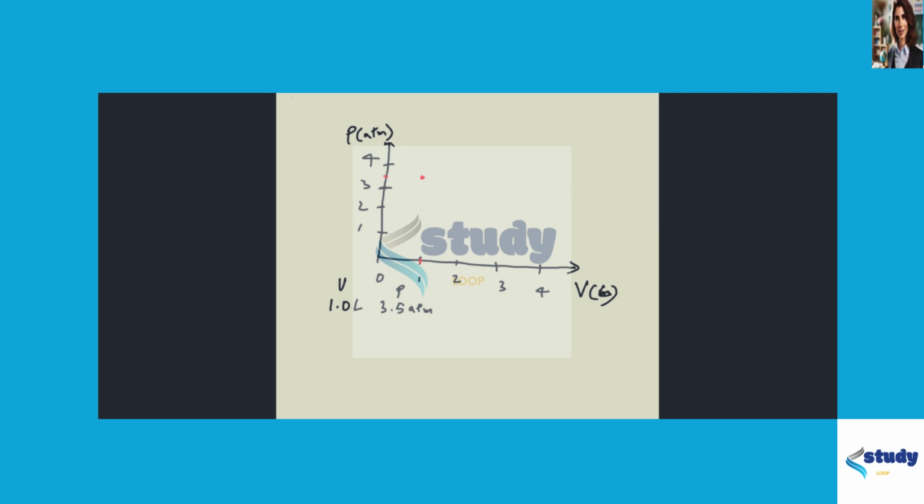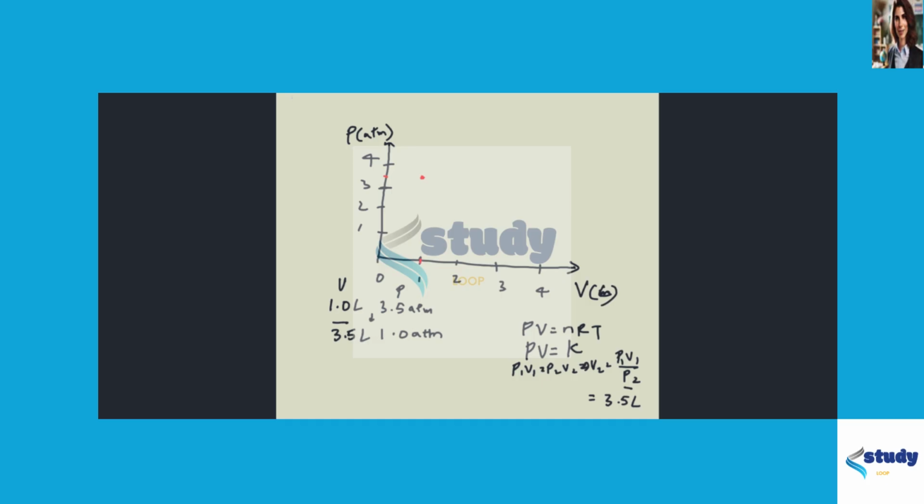Now, we let it expand isothermally until the pressure became 1 atmosphere. Obviously, when we let it expand isothermally, we have PV is equal to nRT, which means PV is a constant. So, by using this formula, P1V1 equal to P2V2 gives us the final volume is equal to P1V1 by P2. So the initial pressure is 3.5 atmospheres, volume is 1 liter, and P2 is 1 atmosphere, which means V2 will be 3.5 liters. So that's 3.5 liters.